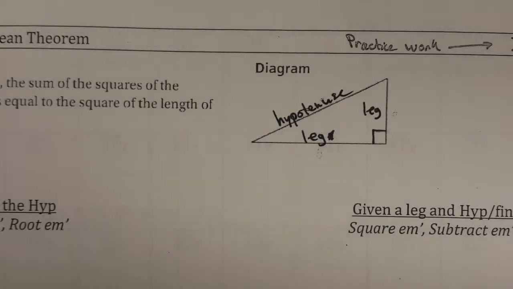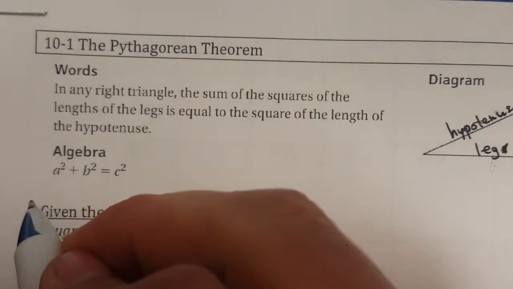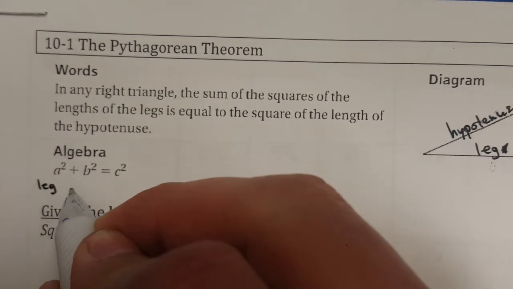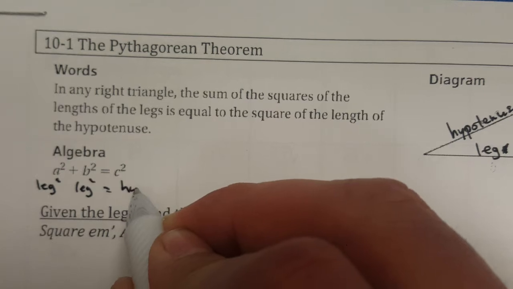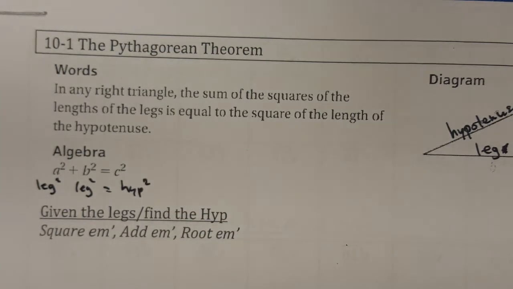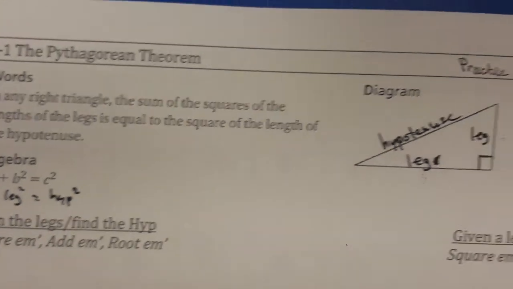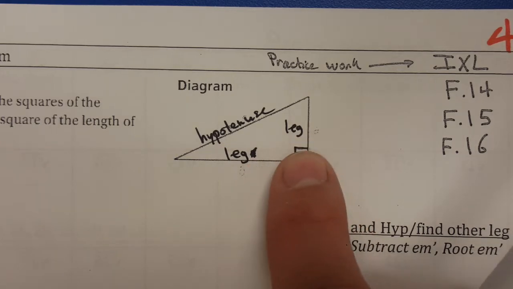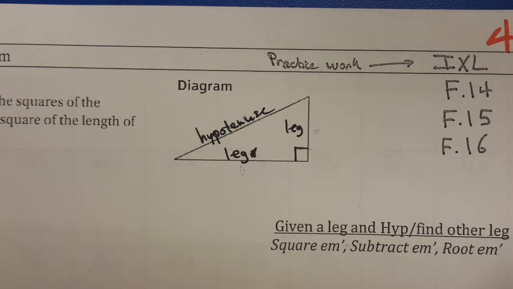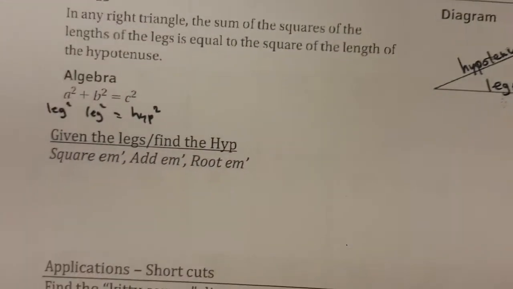The relationship is this: if you take the legs and you square them, leg squared plus leg squared, that's going to equal the hypotenuse squared. No matter how you make a right triangle, this relationship always, always, always happens. So we're actually going to use that to solve for missing pieces. If you have two of these three, you can always find the missing piece.